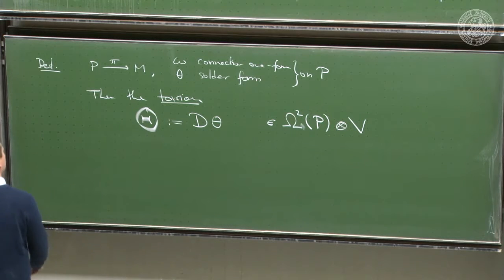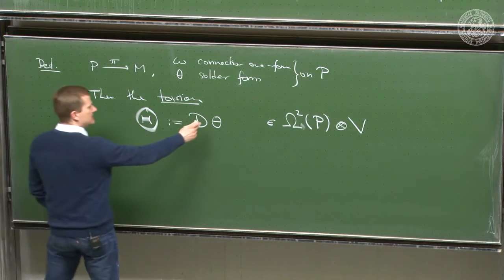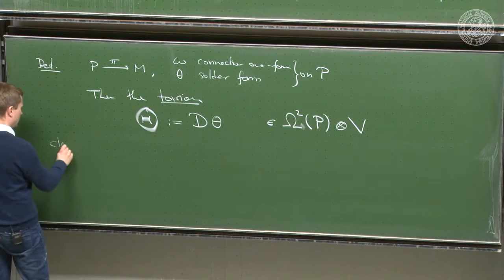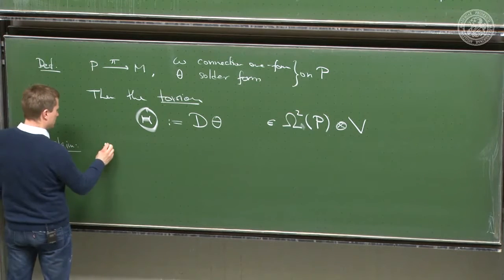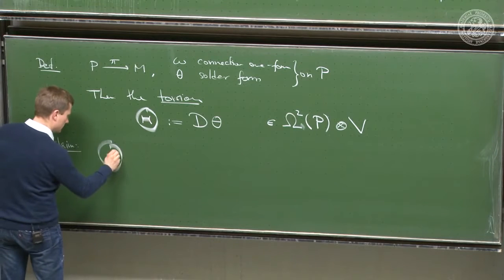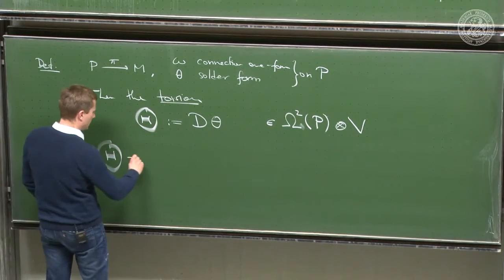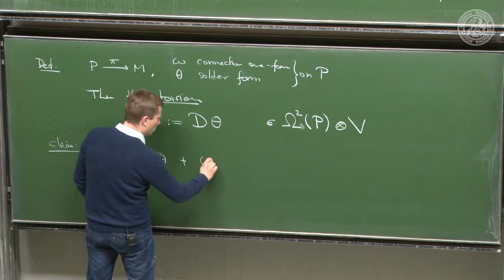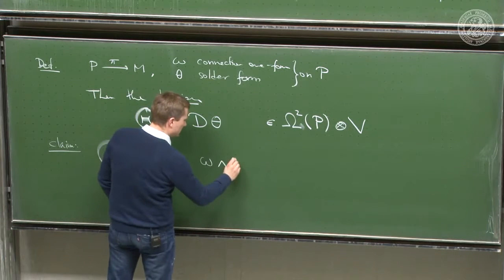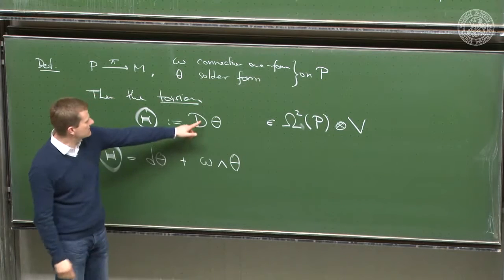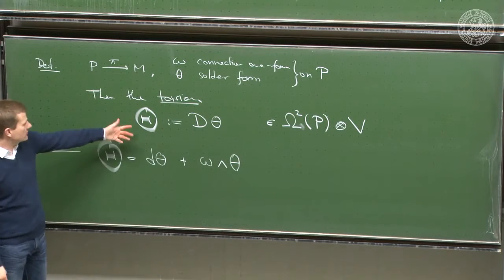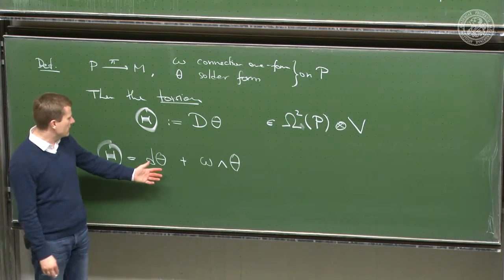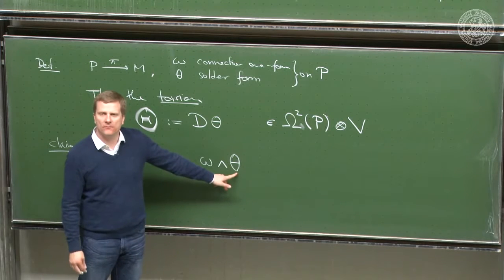And again, in this D is the horizontal projection. One can immediately show that the capital Θ, the torsion, is dθ plus ω wedge θ. Of course, the ω sits in here. So you see, the curvature was defined entirely in terms of the connection, but the torsion is defined in terms of the connection and the solder form.